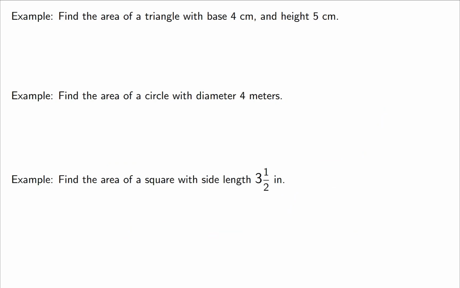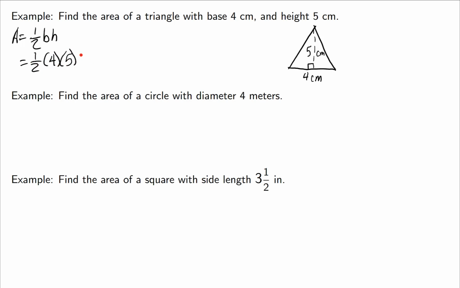Let's do a few examples. Find the area of a triangle with base 4 centimeters and height 5 centimeters. So let me just draw an example triangle like that. Say the base is 4 centimeters and the height needs to be perpendicular here and be 5 centimeters. The formula for the area of a triangle is just 1/2 base times height. So we do 1/2, then the base is 4, the height is 5, and this is easy enough to say that answer is 10.